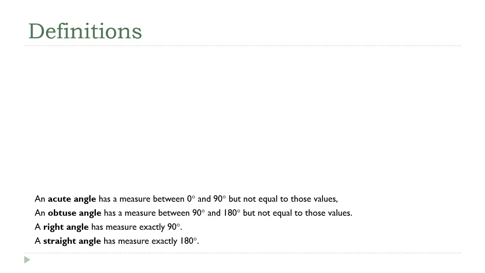Angles can be sorted into 3 main categories based on their size. An angle whose measure is between 0 and 90 degrees, but not including 0 and 90 degrees, is what we call an acute angle. Now, an angle greater than 90 degrees but less than 180 degrees, again, not including those 2 endpoints, is called an obtuse angle. And an angle that's exactly 90 degrees is what we call a right angle.